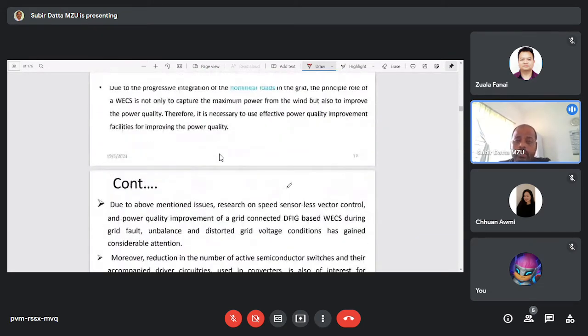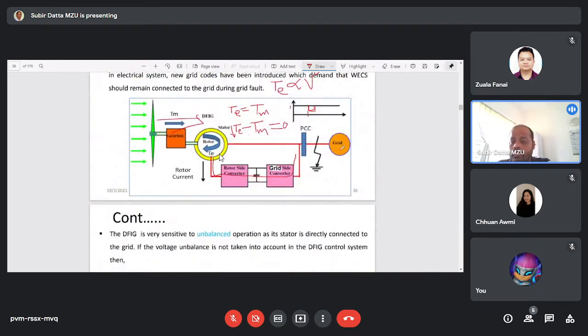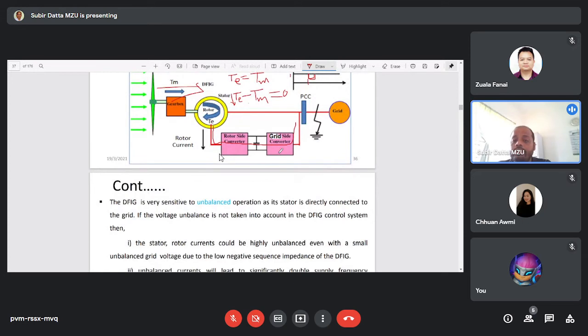Another thing is, if we connect the load here instead of this grid, then as we know, nowadays most loads are non-linear loads. If we connect non-linear loads, then those non-linear loads will inject nonlinear currents into the system. So due to the nonlinear loads, harmonics will be introduced into the system. If harmonics are introduced into the system, then we have to reduce the harmonics by harmonic reduction methods.